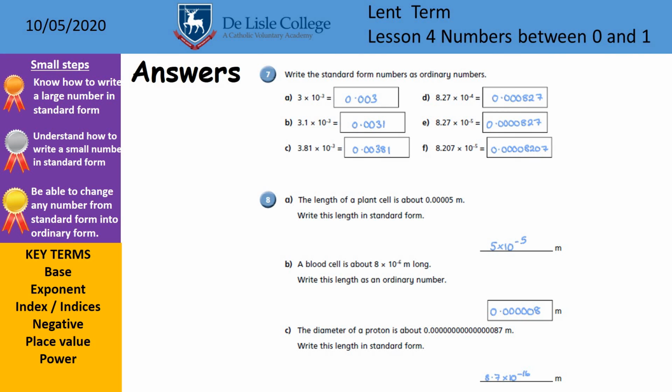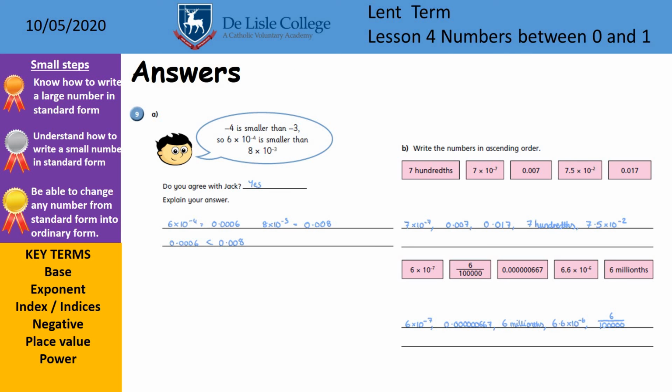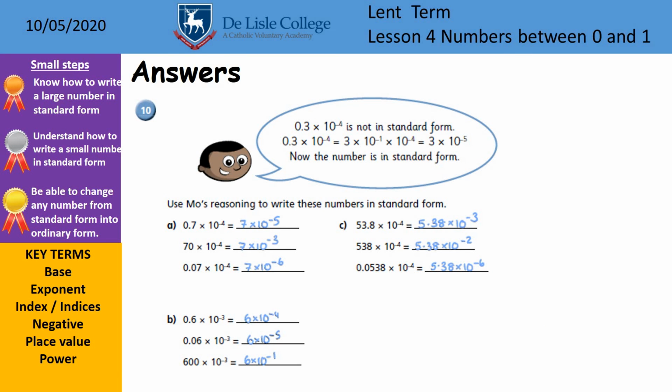Okay, so here are your answers to questions 7 and 8. Pause the video while you mark them, and be ever so careful with marking with the zeros. Be ever so careful, please. And here are your answers to 9 and 10. You may not have put exactly the same for the reasoning for Jack, but number 9, but I'm sure you'll be fine. That's number 9. And here are your answers for question 10.